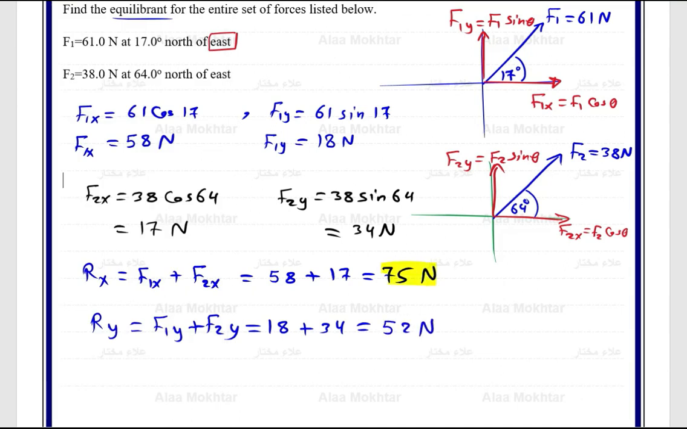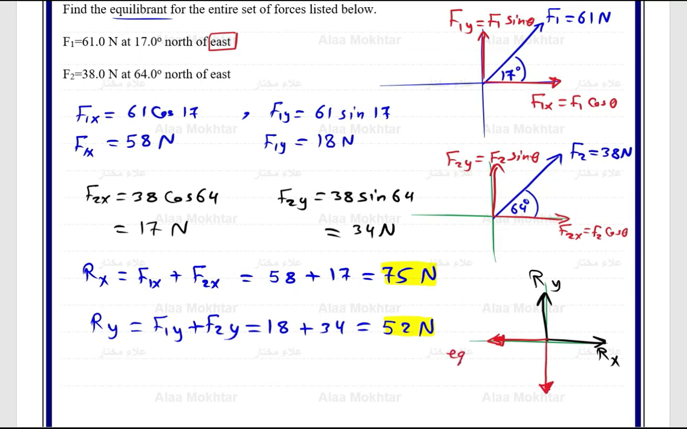Now what does the question ask? It asks about the equilibrant. The equilibrant means the vector in the opposite direction of this vector. If I draw this, Rx is in the positive direction, and Ry is also in the positive direction. So the equilibrant will be in the negative. This is the equilibrant for x, and this is the equilibrant for y.